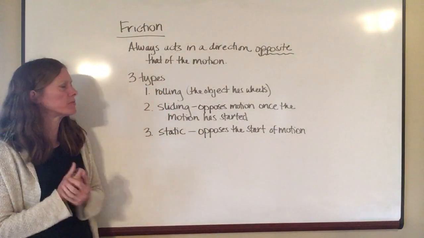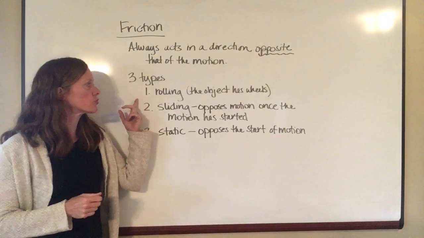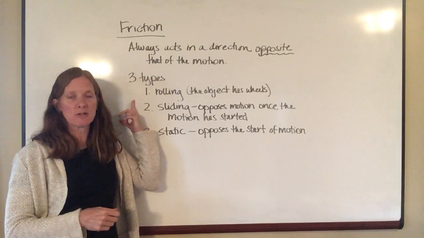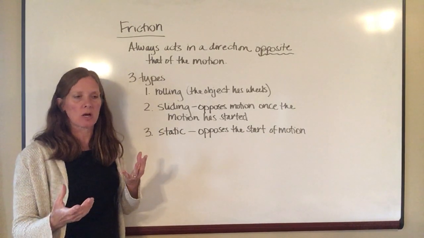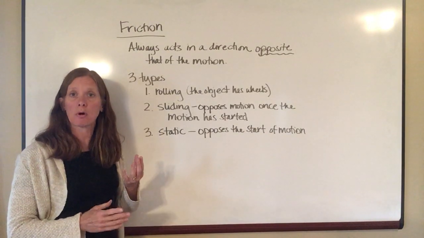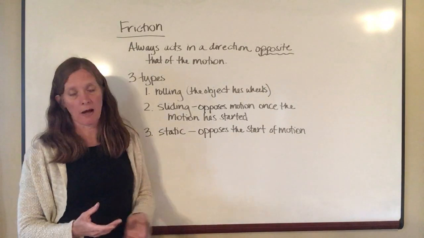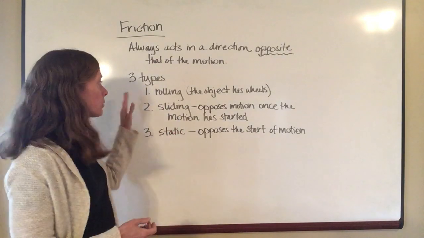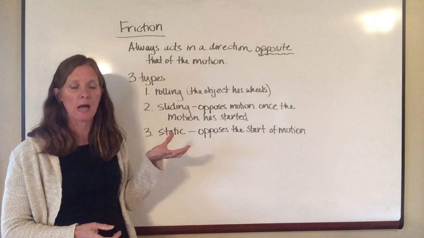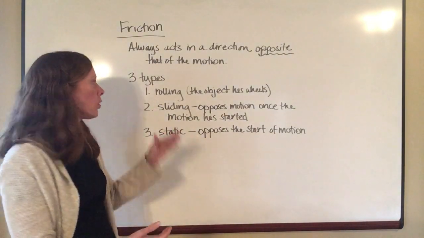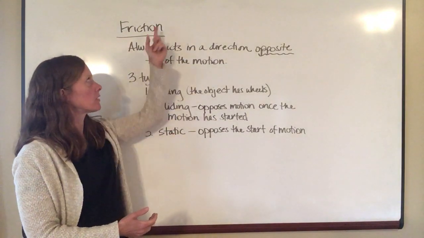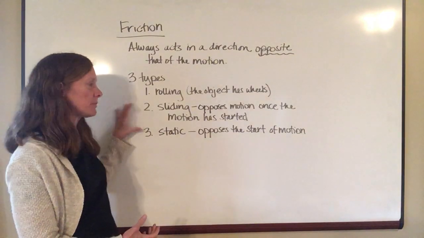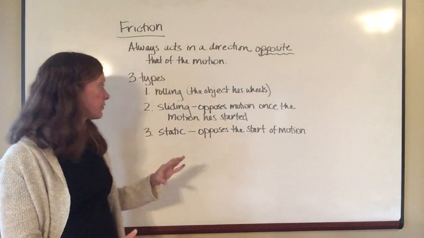Okay, so three types of friction. The first is rolling friction, meaning the object has wheels. You guys know as well as I do that if something has wheels on it, it's a whole lot easier to push than if it does not have wheels. Now, we're not going to deal a whole lot with rolling friction in this class, but I definitely wanted to mention it. It is mentioned in your book, and obviously something that's going to roll is not going to exhibit the same amount of frictional force as something that does not have wheels. These other two types of friction, though, we're going to be dealing a lot with them.